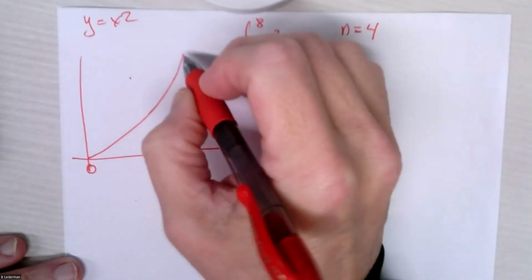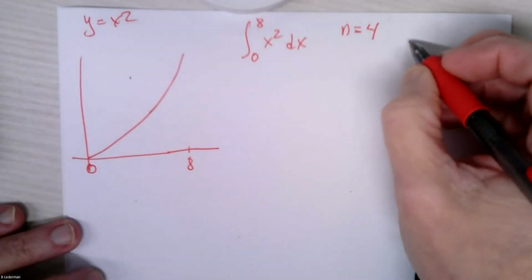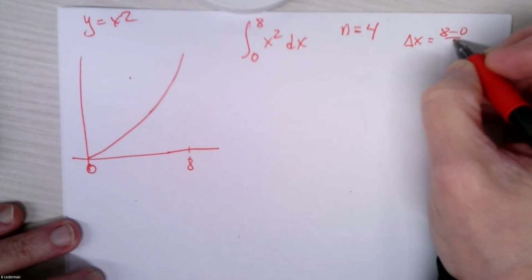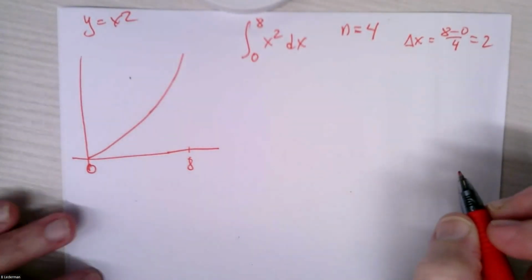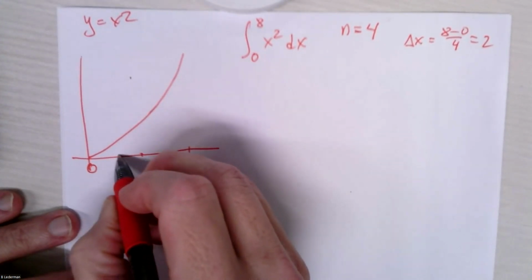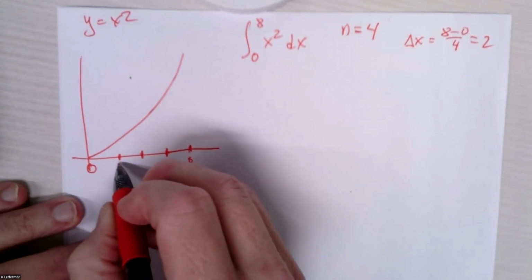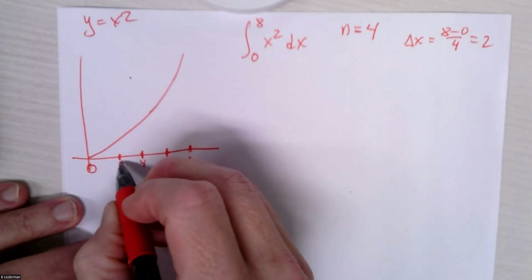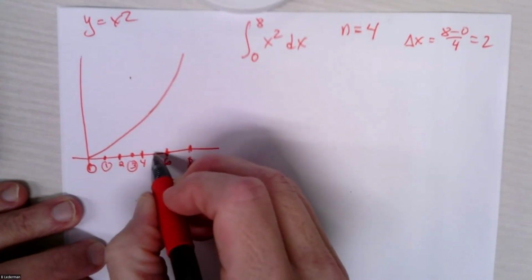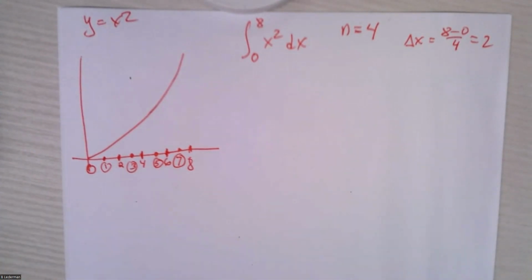We know the curve y equals x squared. We've seen it many times before. It's a parabola. Delta x, the width of the rectangles, is 8 minus 0 divided by 4, which equals 2. So each rectangle has a width of 2, which means each interval has a width of 2. Let's mark that off: 2, 4, 6. These are the sides of the rectangles, not the midpoints. The midpoints are easy enough: 1, 3, 5, and 7. There are my midpoints, and we're all good to go.